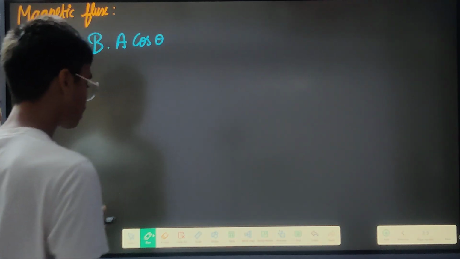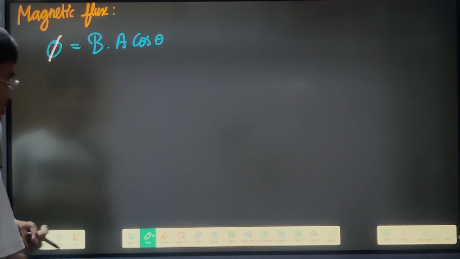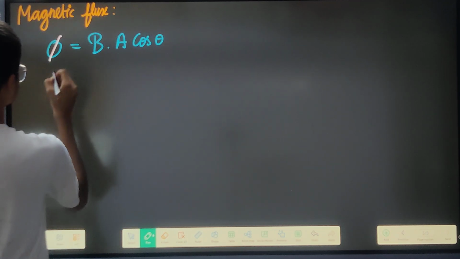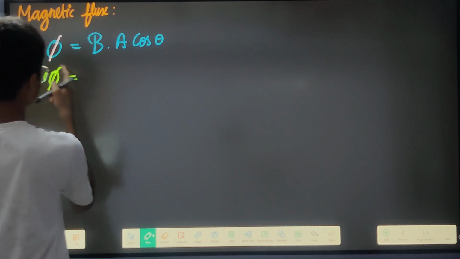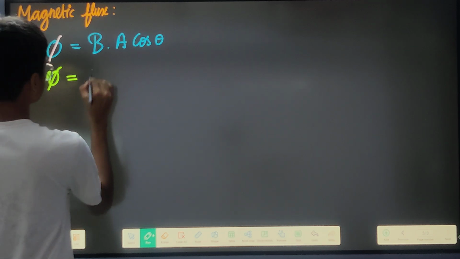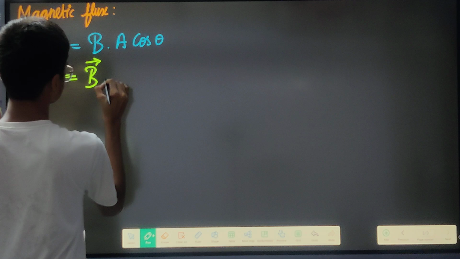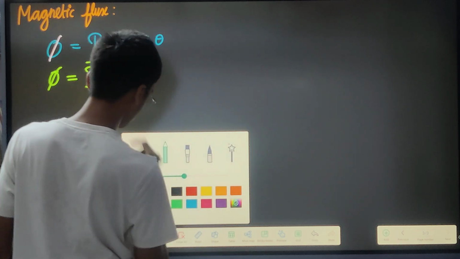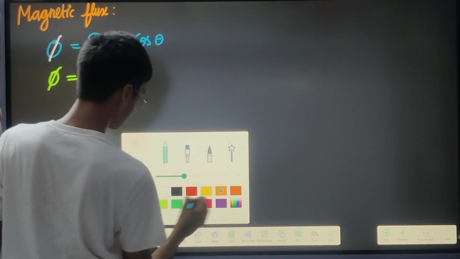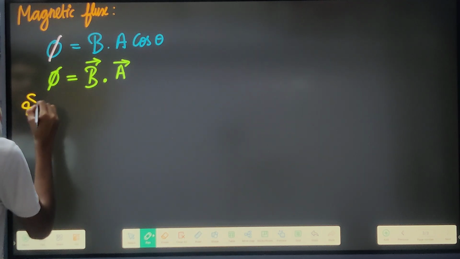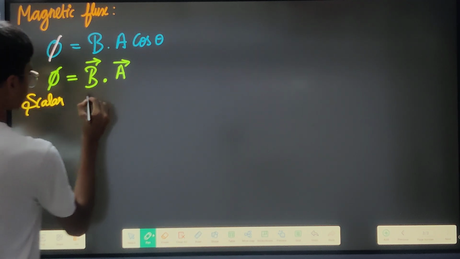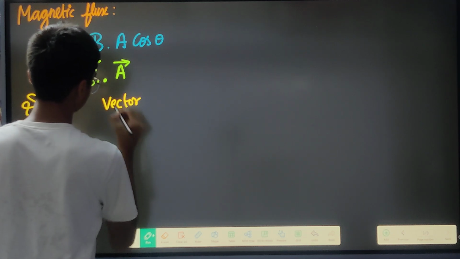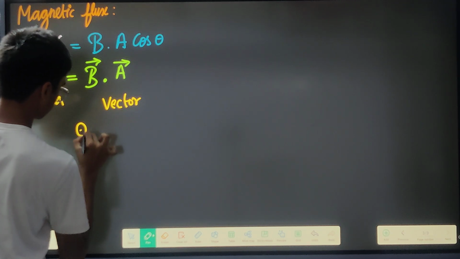So magnetic flux is equal to BA cos theta, and here it is a dot product, as you all know. Because flux is a scalar quantity, you all know this, that it is a scalar quantity, and these two are vector quantities.